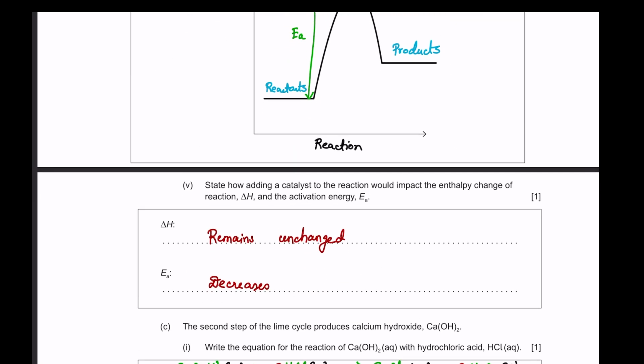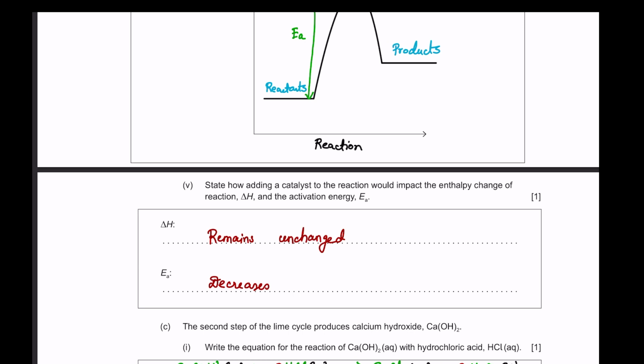Let's go to part 5. See how adding a catalyst to this reaction would impact the enthalpy change of the reaction, delta H, and the activation energy. Now, when we add a catalyst to a reaction, this catalyst doesn't interfere with the reaction. The catalyst itself remains unchanged, but in the reaction, the activation energy changes.